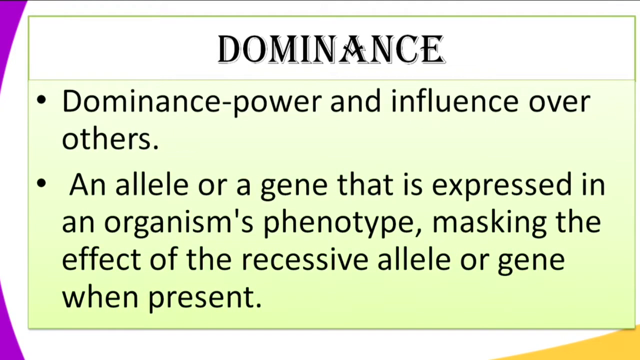So today let us look at dominance. So dominance is the power and influence over another. It is an allele or a gene that is expressed in organisms' phenotype. Phenotype is the physical appearance, masking the effect of the recessive allele or the gene when present. So a dominant allele will be masking the recessive allele. It means it's the one which is going to be expressed more in the phenotype. You're going to see more of its genotype in the phenotype than the recessive allele, whose effects are hidden.